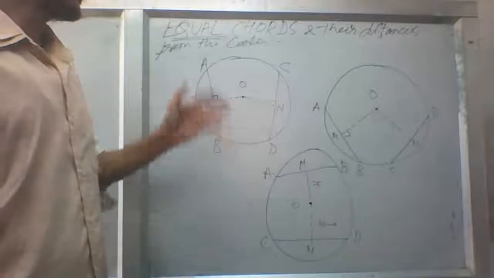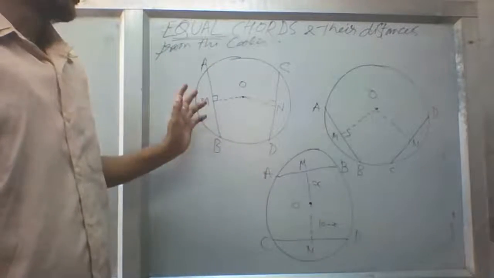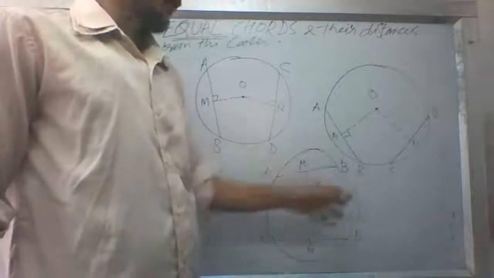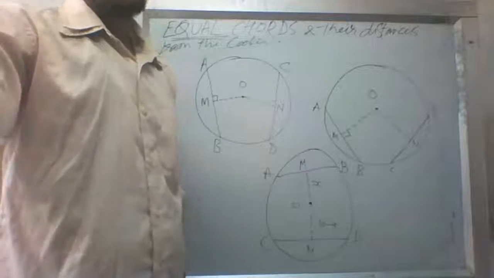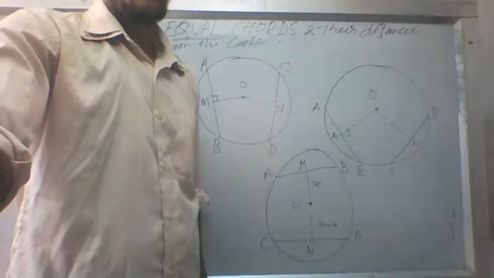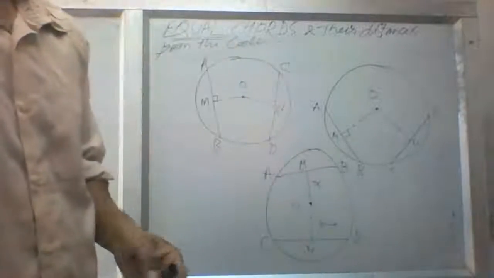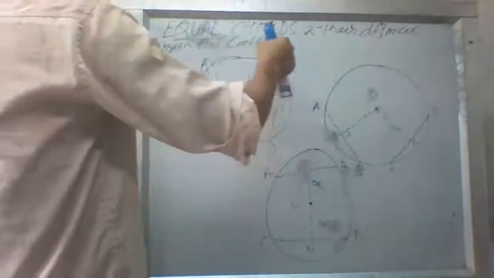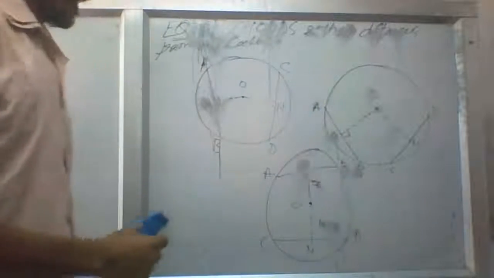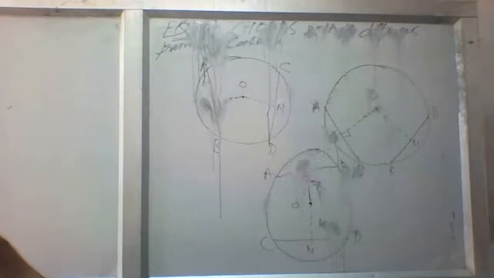But here our concern is the equal chords and their distances from the center. So you have seen these three types of examples I have given over here. Now you keep it in your mind. I am now going to solve it in a way where you have to know what theorem is going to be used in this form. I am going to rub it out. Hope you have tapped into your brain. I will finish this chapter today.